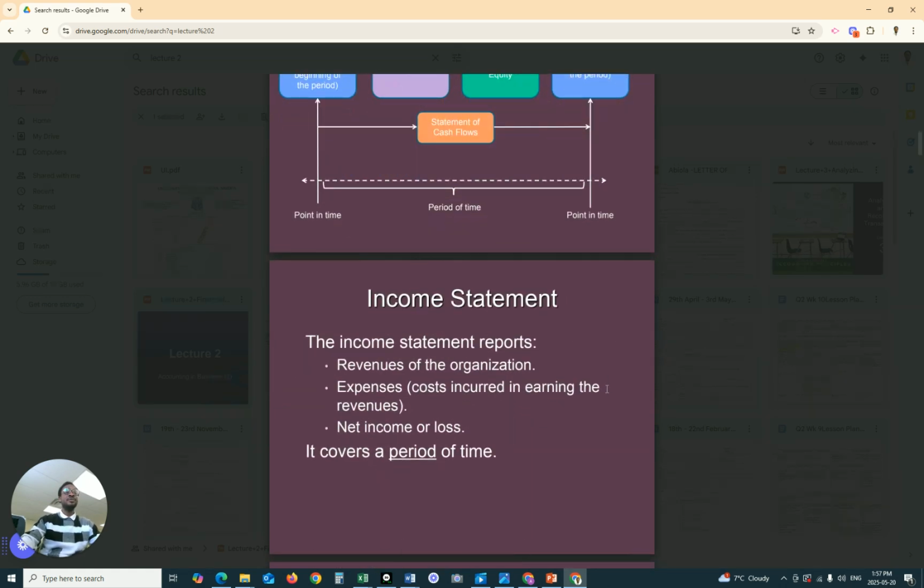The income statement reports revenues of the organization, the expenses of the organization, and the net income or loss. Revenues are what is earned, and expenses are incurred. So revenues minus the expenses would give you the net income or loss. If the expenses are greater than the revenues, that is net loss. If the revenues are greater than the expenses, that is the net income or the net profit.